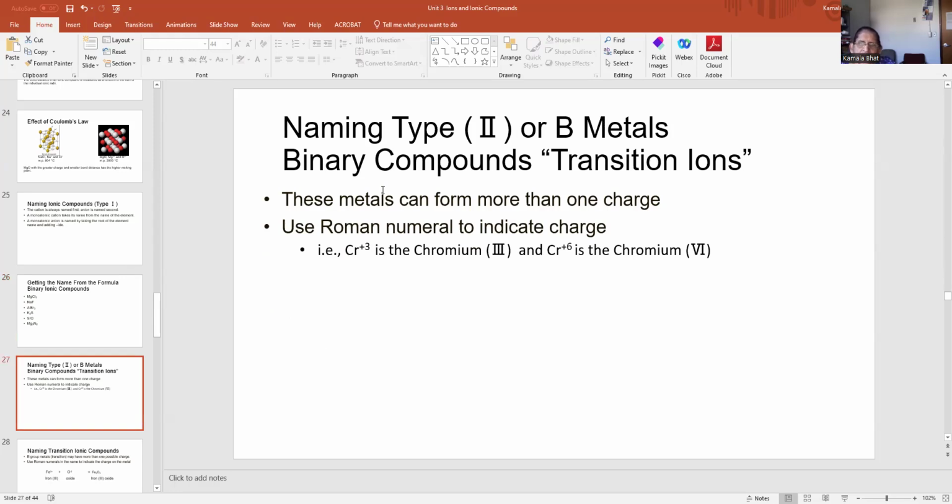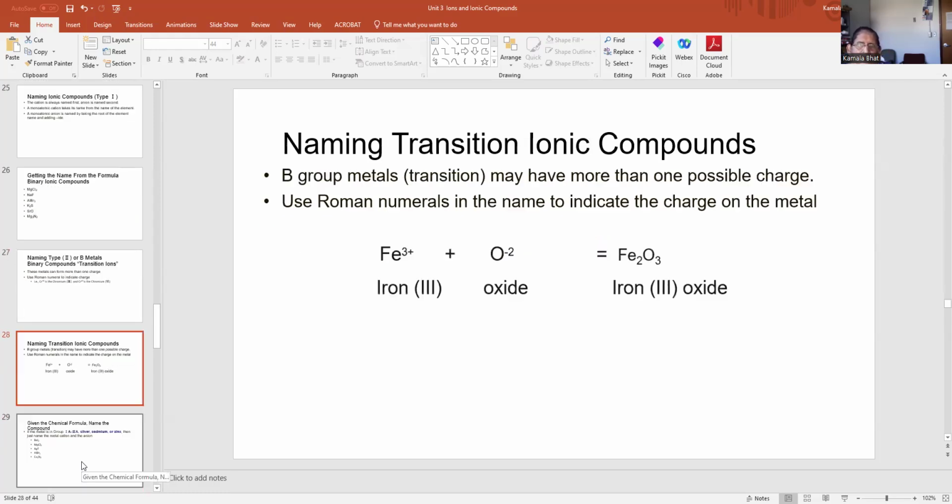When naming transition binary compounds, these metals can often have more than one charge. In that case, we use Roman numerals to indicate the charge. For example, chromium plus 3 is written as chromium in parentheses, Roman numeral III. Chromium plus 6 is written as chromium in parentheses, VI.